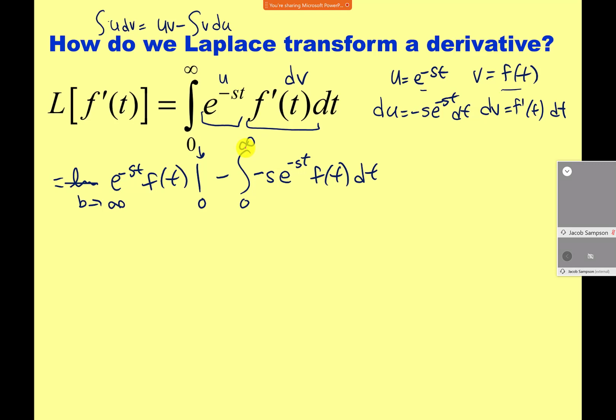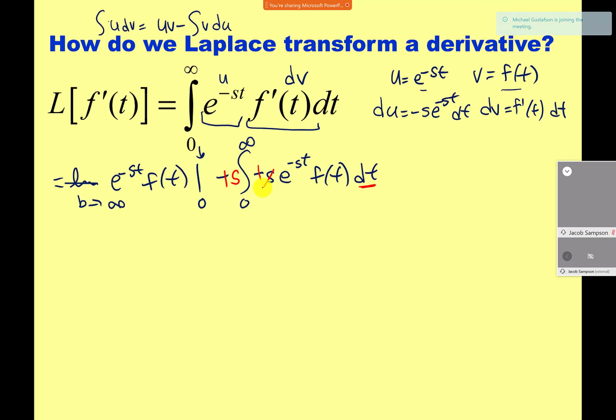As we're looking to see what we have, I'm going to do a few things to this. The first thing I'm going to do is combine this negative and negative and make that a positive. I'm also going to bring the s out in front of the integral. Now, why can I do that? Because my variable of integration is t. So if I'm integrating with respect to t, you treat s like a constant. So I'm going to move it out in front.